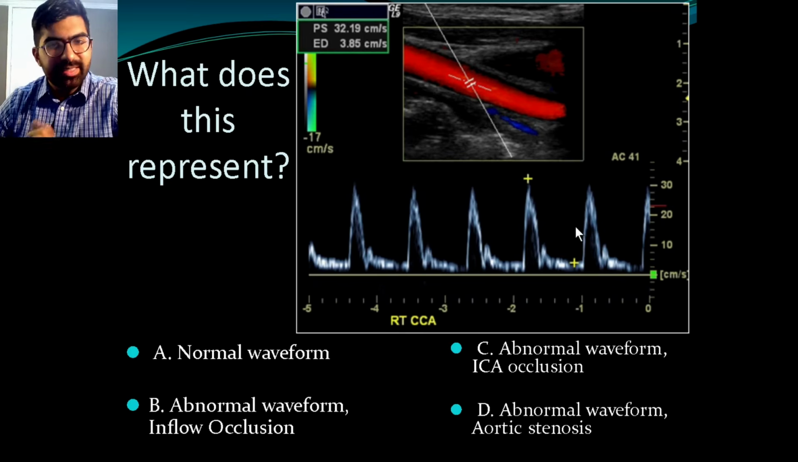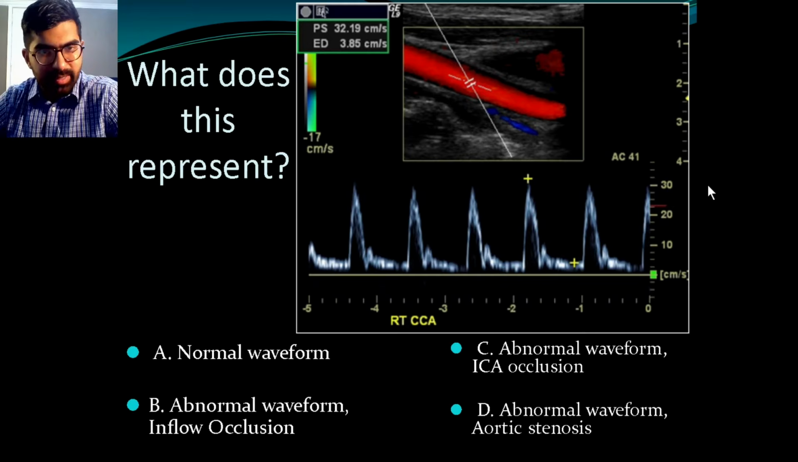So what does this represent? Now, what are we looking at? We're looking at the right common carotid artery. And remember what we talked about. Look at the other things that are given to you: the waveform, the velocities, and the color flow.